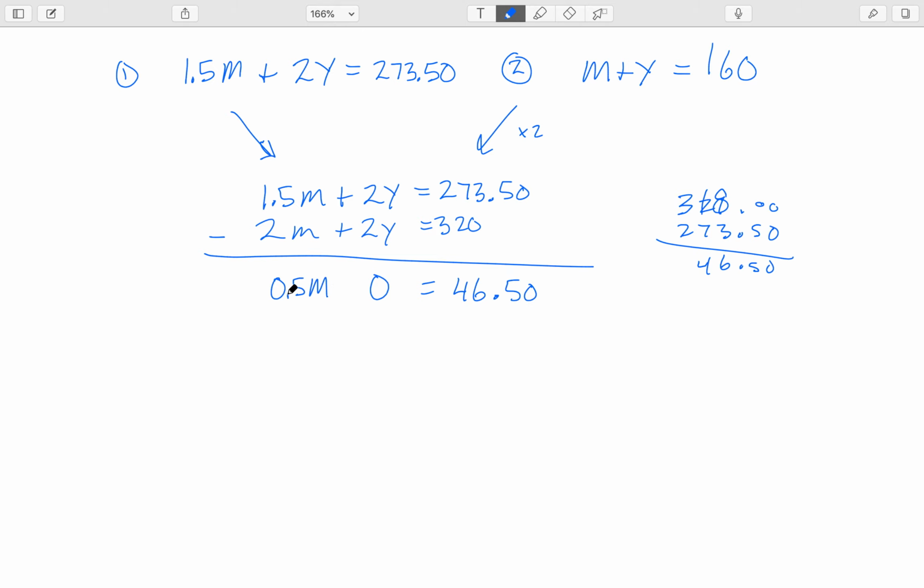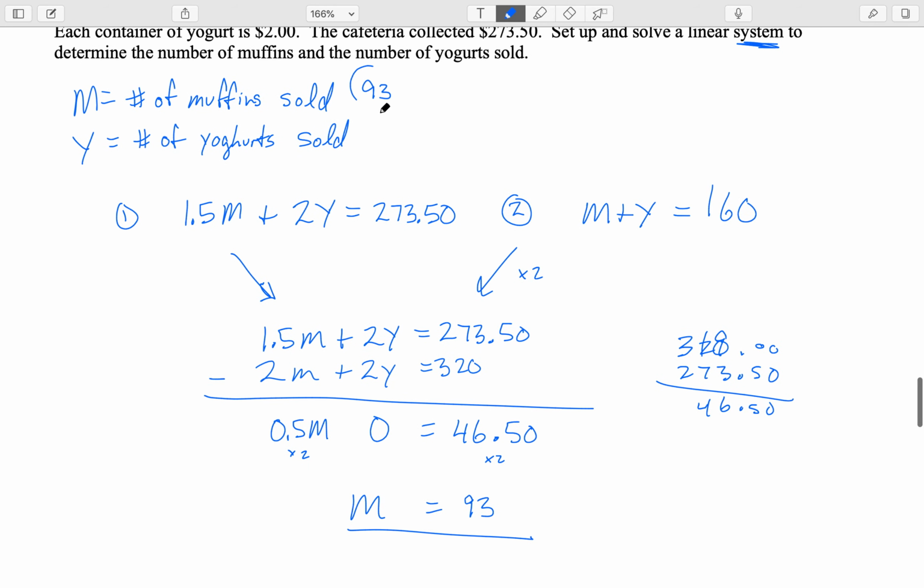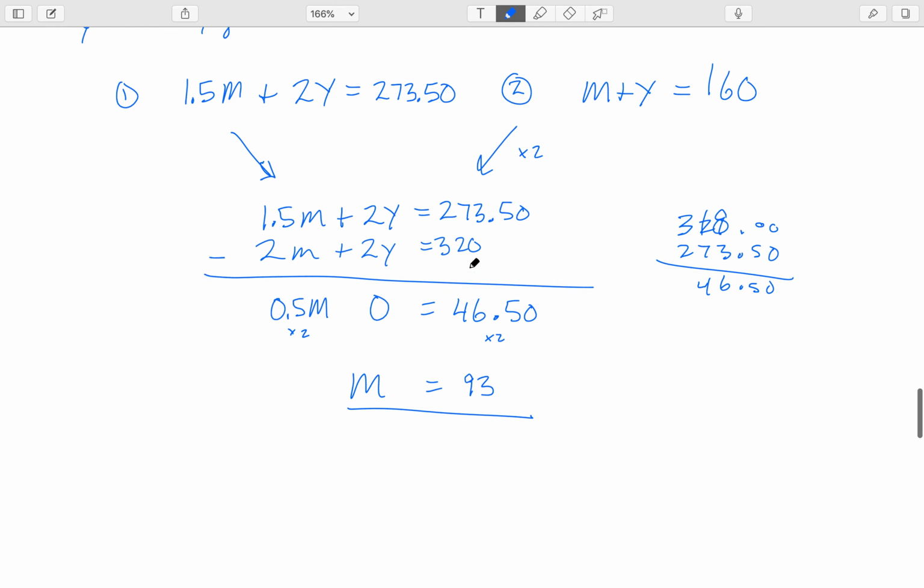So in other words, 0.5 M is equal to 46.50. Times 2 on both sides. That's like saying a half, right? Times 2, times 2. This becomes 1 M. This becomes 93. Ta-da! You just figured out what M is. They sold 93 muffins. Okay.